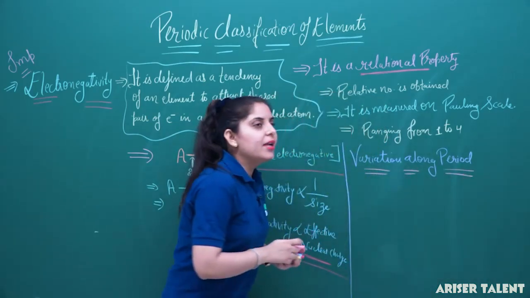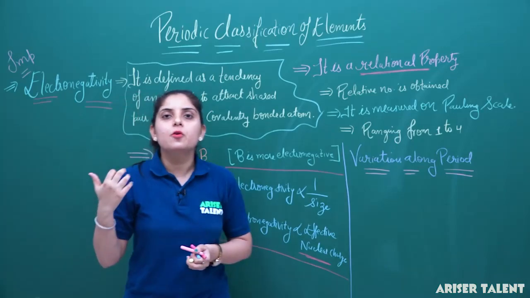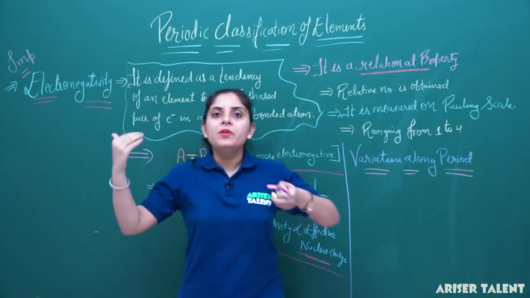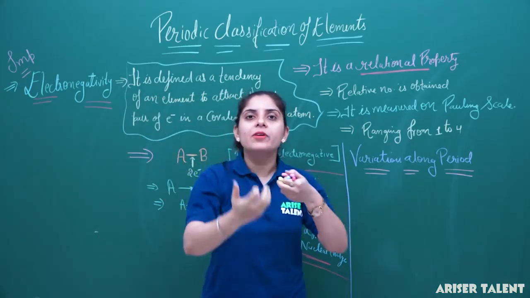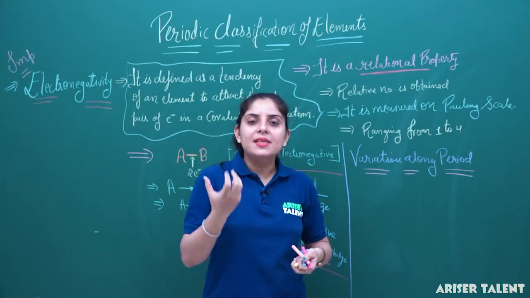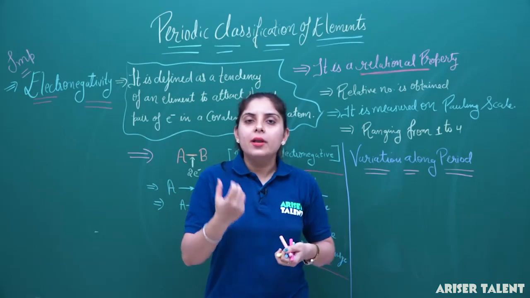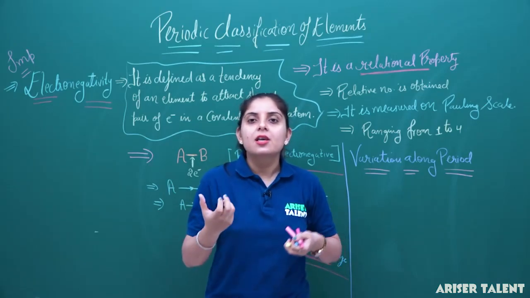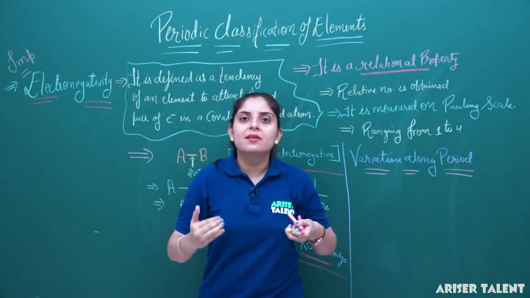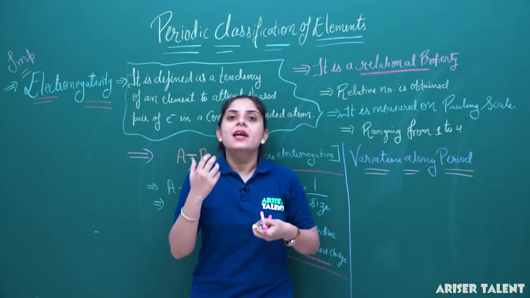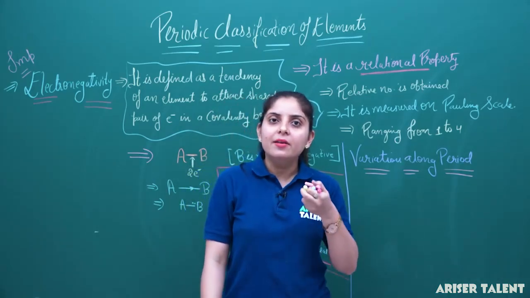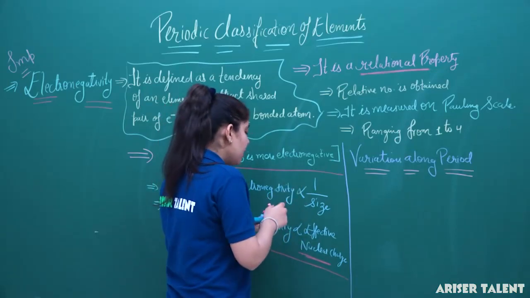If I am considering along the period, suppose we are going along the period. If we are moving along the period, what we can observe is that atomic size decreases, atomic radii decreases, and effective nuclear charge is going to increase. So if atomic size is decreased and nuclear charge is increased, electronegativity is going to increase. So it is the trend along the period.